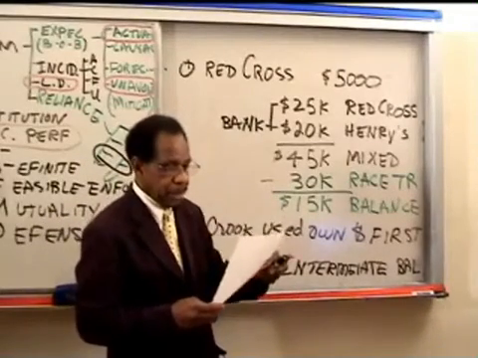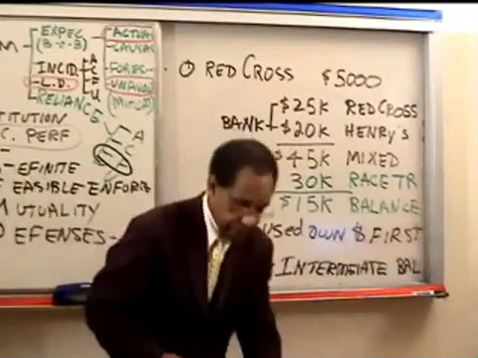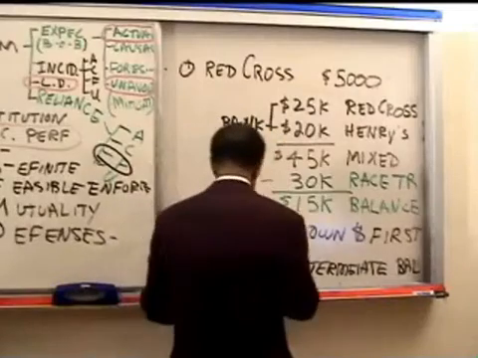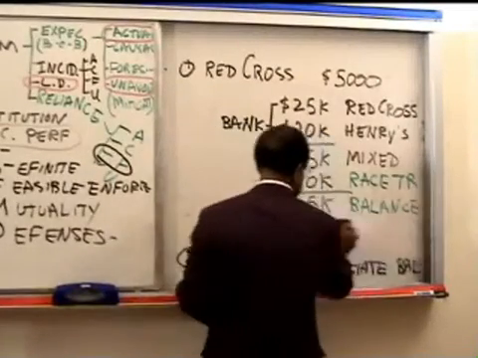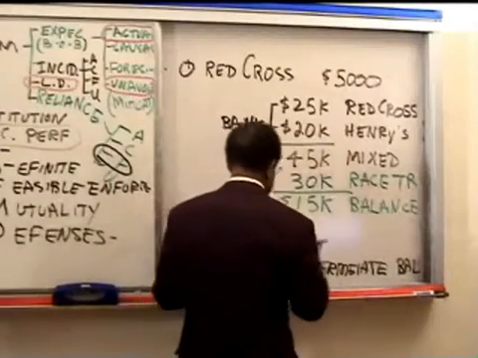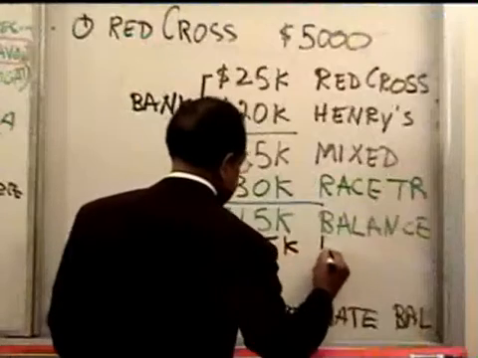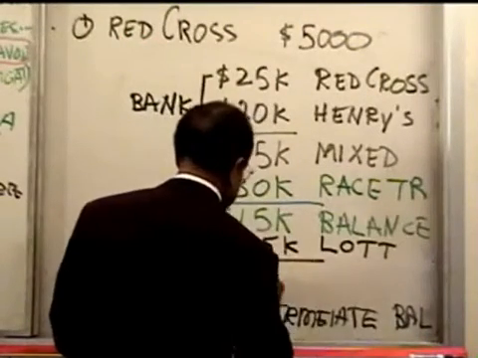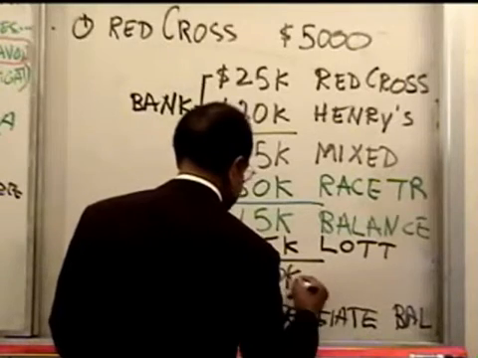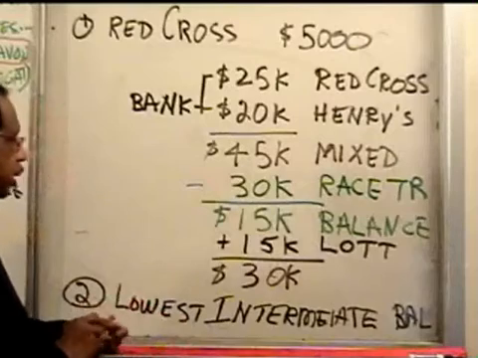Using his own money, he bought a lottery ticket and won $15,000 at the lottery. So I'm going to erase some of this here just to make room for the rest of it. So he won $15,000 at the lottery. So there's a total of $30,000 in the account now. What the bar examiners want you to see is only 15.